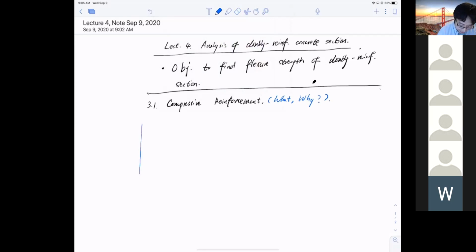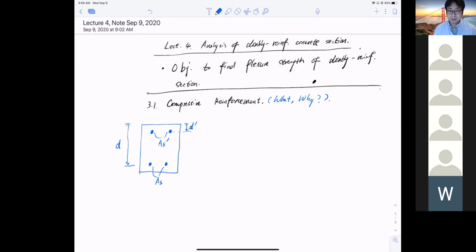So I have a section. I have one layer at the bottom here, and I call this As. And now I have top reinforcement as well, and I call it As prime, compression. I have a concrete cover at the bottom, and the depth of the bottom reinforcement I call d. And I have a depth for the top compressive reinforcement, which I call d prime.